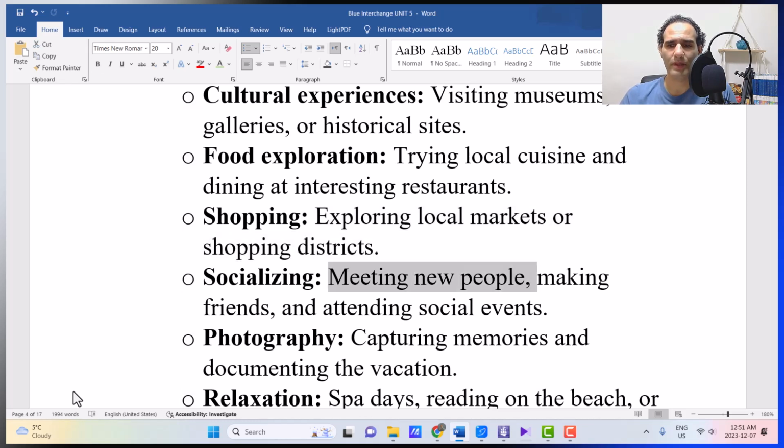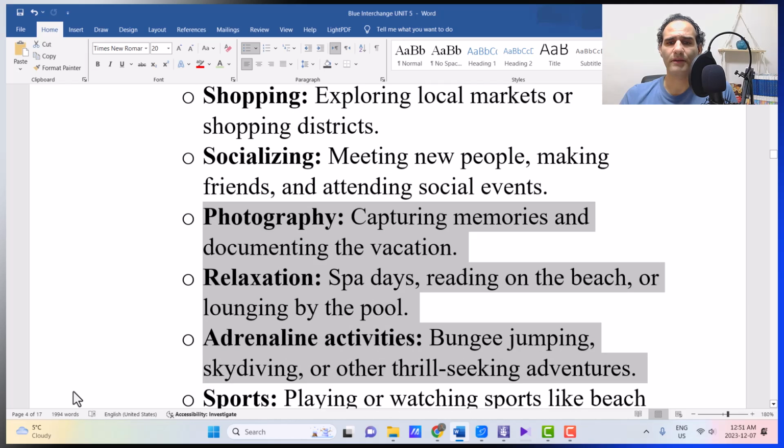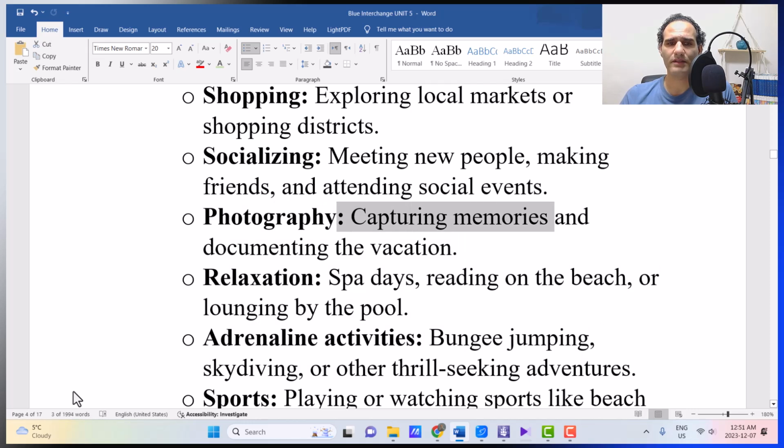Socializing, meeting new people, making friends, and attending social events. So attend doesn't have any preposition. Photography, capturing memories and documenting the vacation. Like this student of mine, her name is Gohar, which means a gem or diamond, and she's a photographer. I know she likes photography and she likes to capture memories. Okay, so this is about photography.